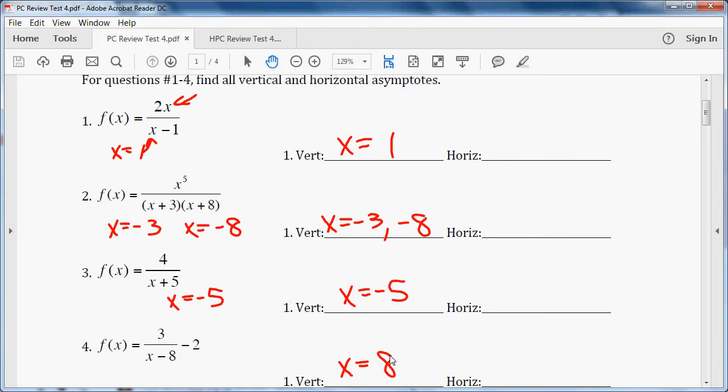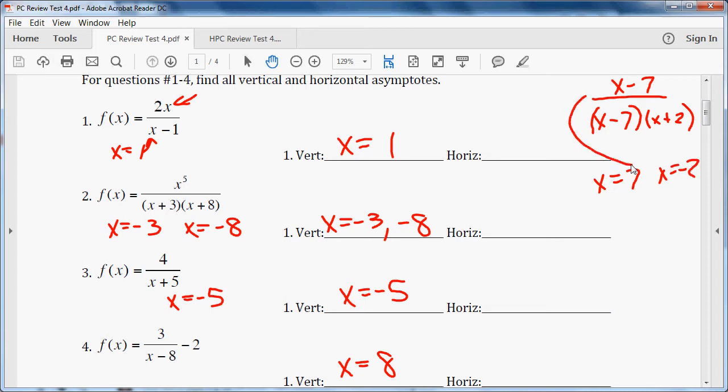is the vertical asymptote. So let me just quickly tell you guys what it might look like if it was not a vertical asymptote. Let's say I had x minus 7 over x minus 7 times x plus 2. Both x equals 7 and x equals negative 2 make the denominator 0, but 7 would also make the numerator 0 in this problem, so I'd have to throw that one out. It is not a vertical asymptote if it makes both the top and bottom of the fraction equal 0.